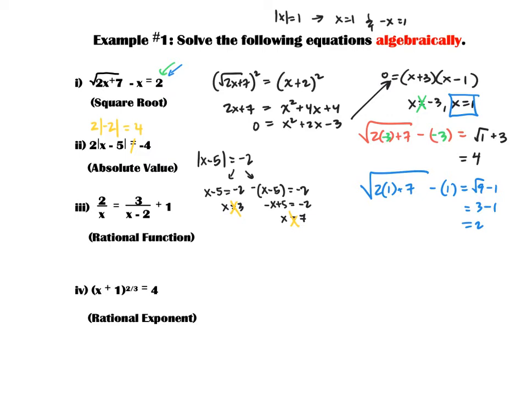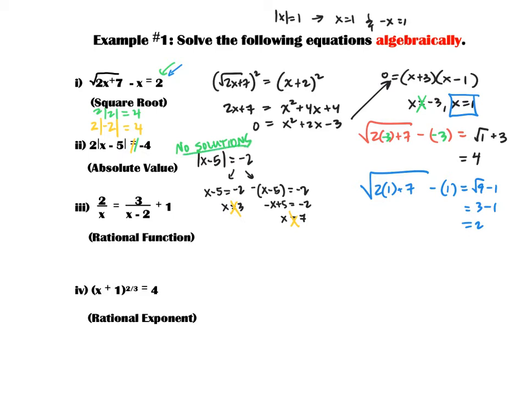If I were to plug in 7, I would get 2 times the absolute value of 2, which also equals 4, which is not equal to -4. Therefore, this equation has no real solutions. Okay, and it makes sense.